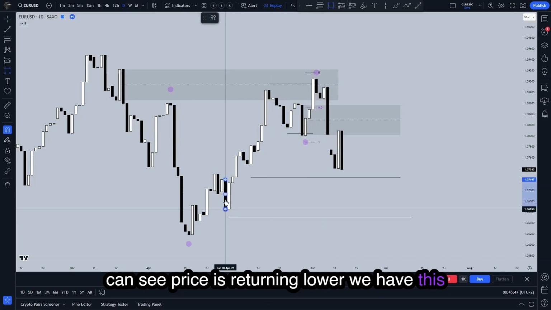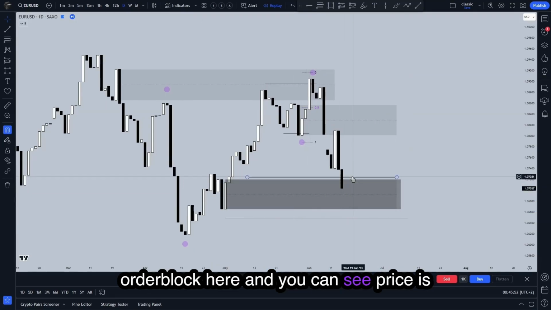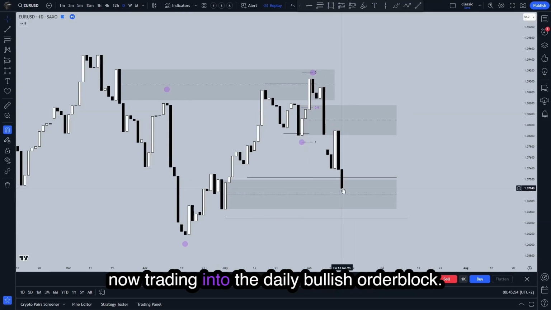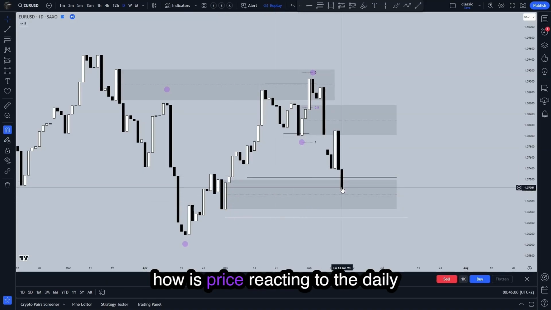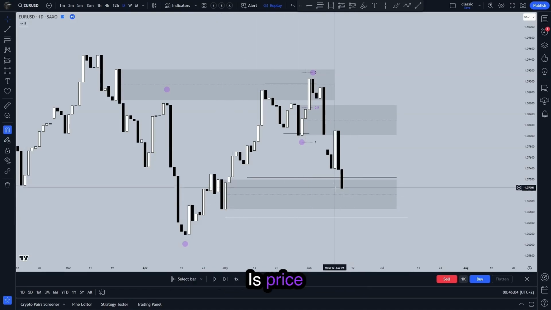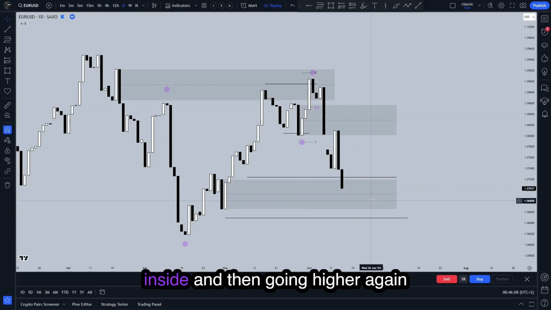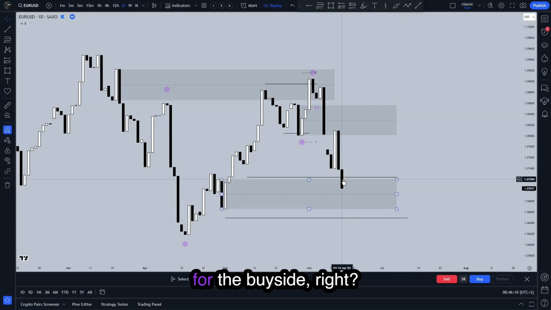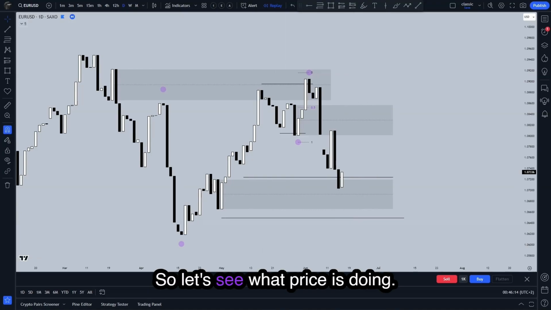We have this order block here, and you can see price is now trading into the daily bullish order block. And now you want to see, okay, how is price reacting to the daily bullish order block here? Is price closing below, or is it consolidating inside and then going higher again for the buy side, right? So let's see what price is doing.